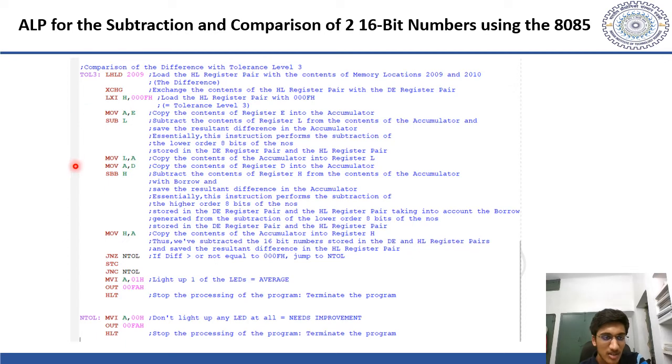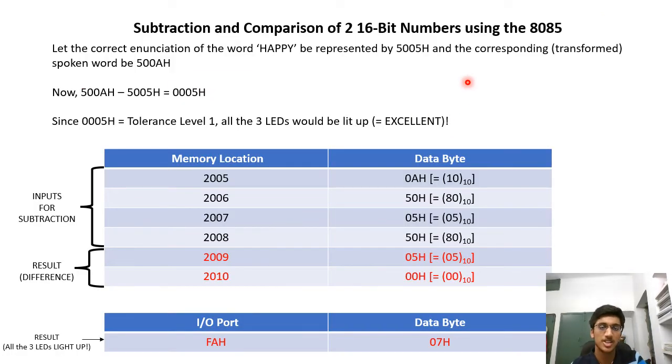Finally, when we check all of these tolerances, and in the case that none of these tolerance value conditions are met by the resultant difference, we move on to the condition wherein we are not going to light up any given LED at all, which essentially signifies the fact that the given person suffering from the speech disorder needs improvement. Once all of these checking procedures have been completed, then we would be finally stopping the processing of the program and terminating the program. In order to illustrate the execution of this particular ALP, let us consider an example.